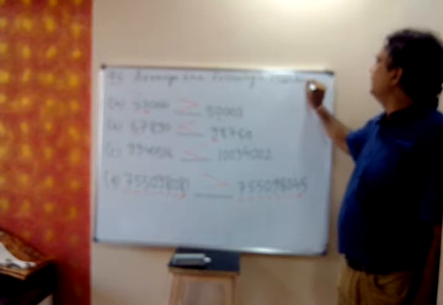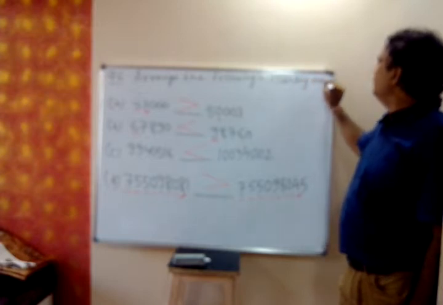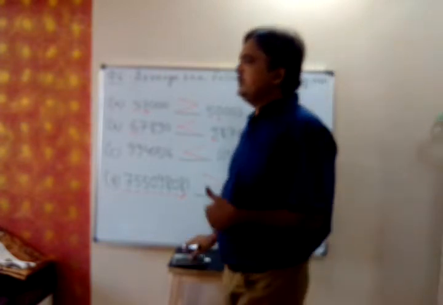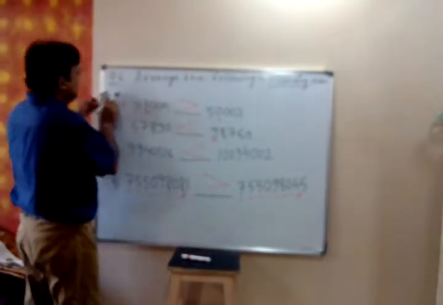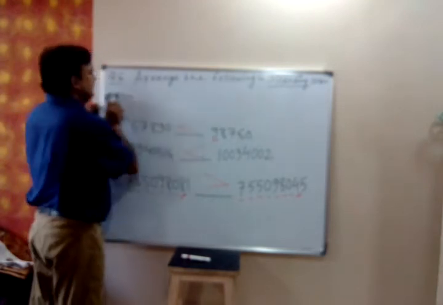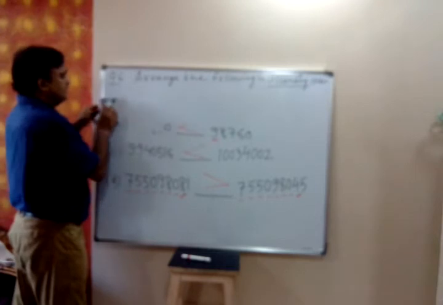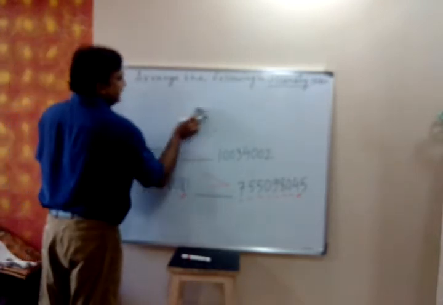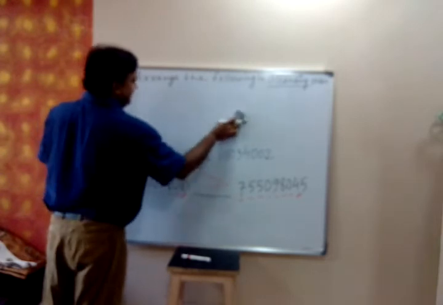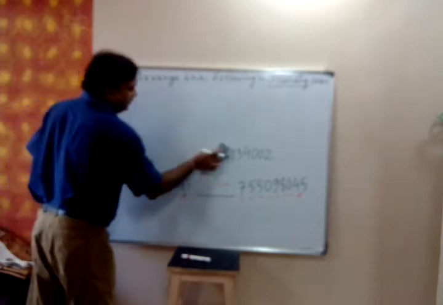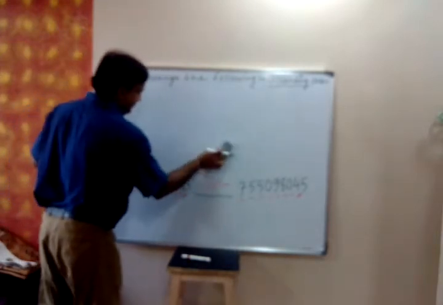Arrange the following in ascending order. Ascending order means smaller to bigger, or you can also say increasing order. Ascending order is the same as increasing order or smaller to bigger.